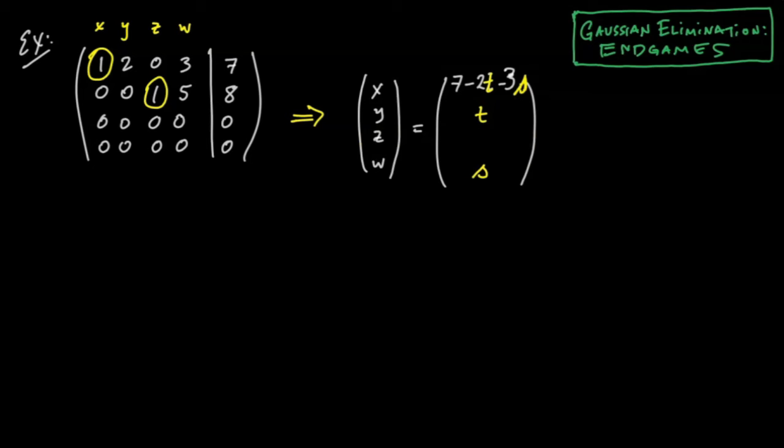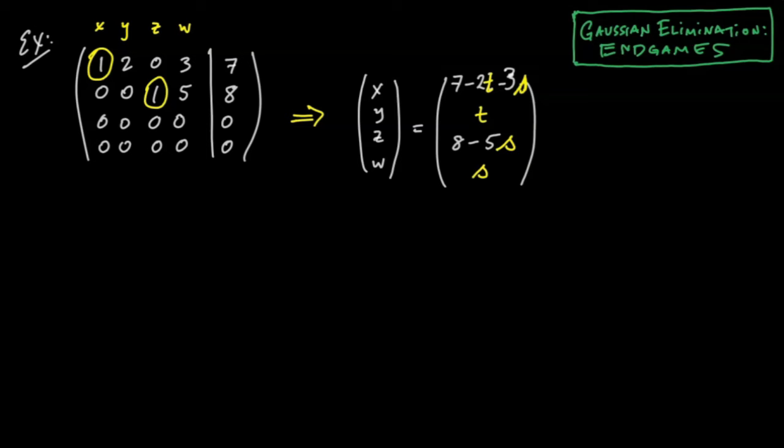And z, well, let's see. We have to go up to this equation, which is the only one involving z. That equation tells us that z plus 5w is 8. We'll shift the 5w over to the other side, and we get z is 8 minus 5w. But we have assigned the value s to the variable w. So this will be 8 minus 5s. And look at that, we've got it.